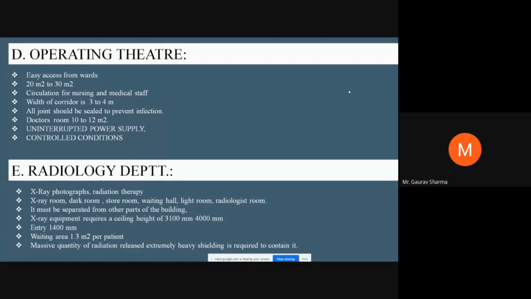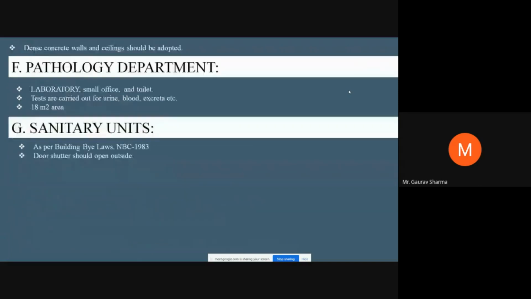The entry for this department or this room should be 1400 mm at least, and the waiting area is 1.3 meters square per patient outside the OT, obviously, and for a massive quantity of radiation release, extremely heavy shielding is required to contain it, that we have discussed.